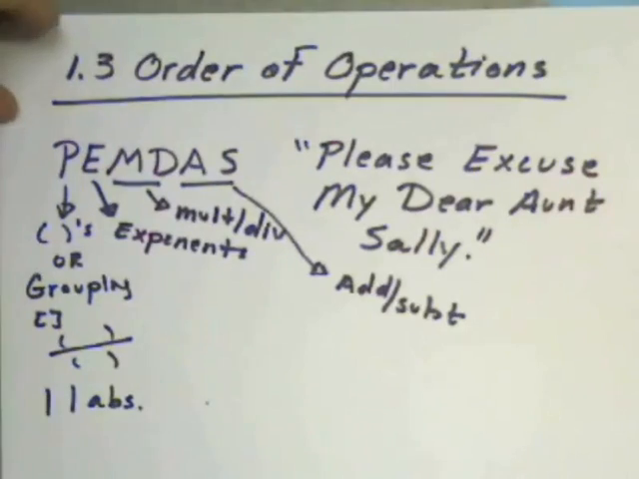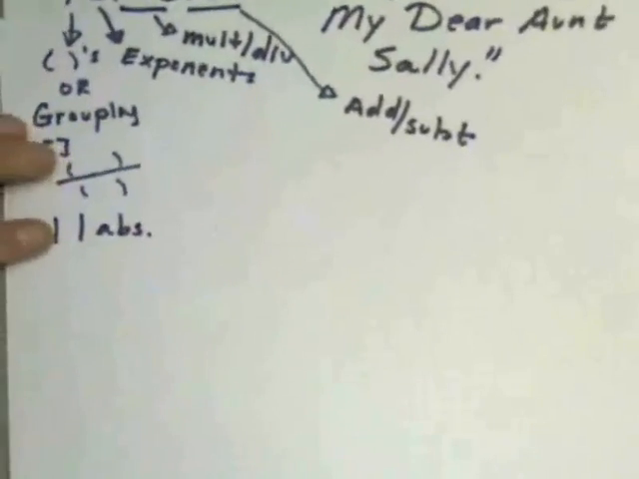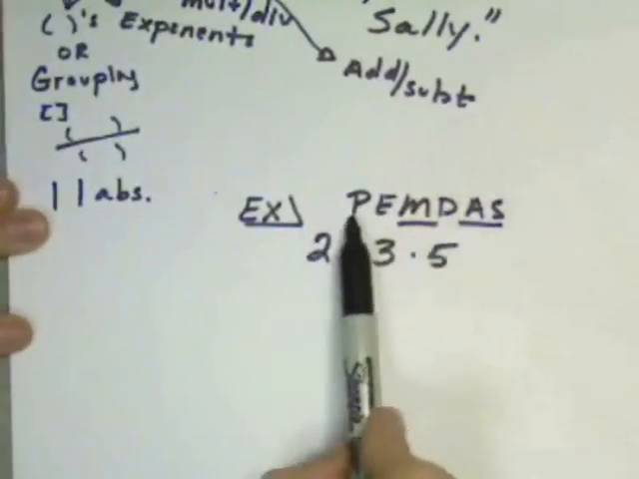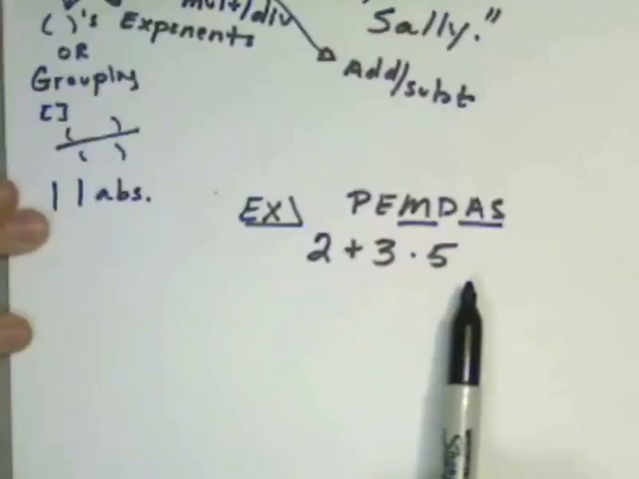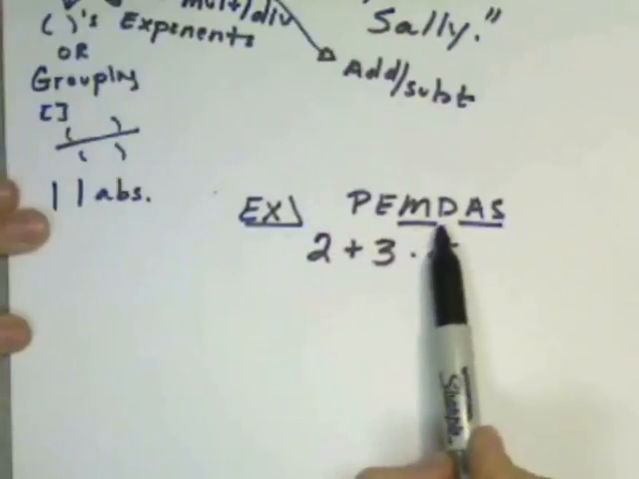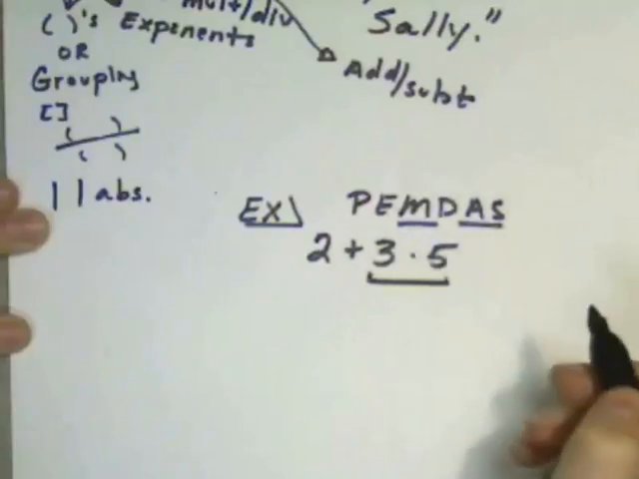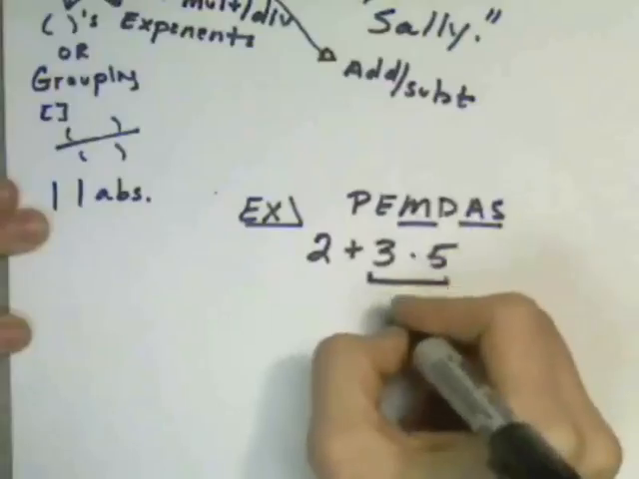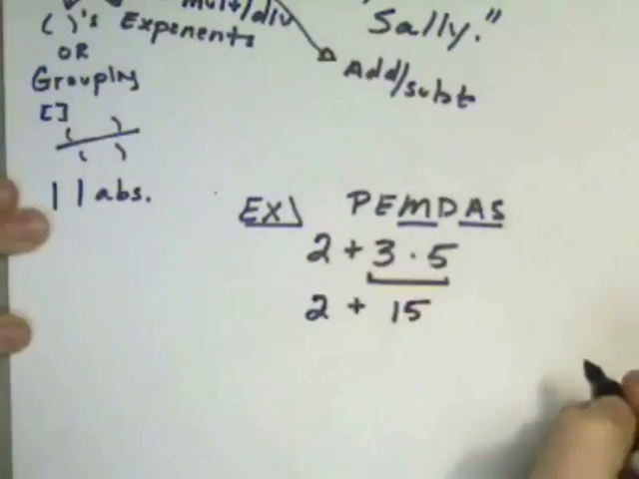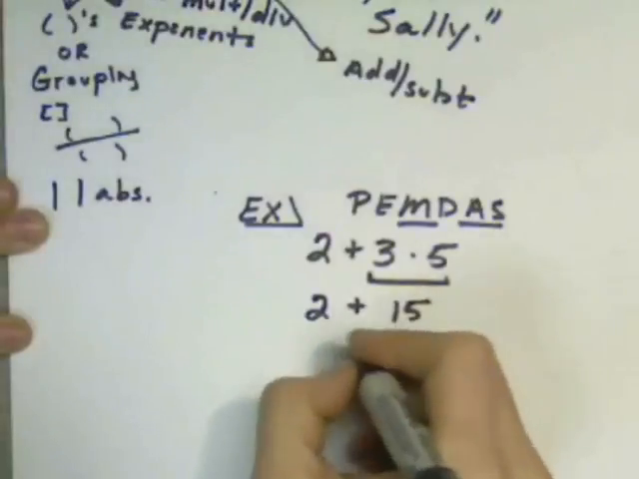So let's see an example. First you ask yourself, do you have any parentheses? No. Any exponents? No. Multiplication or division? Sure, right here. 3 times 5 gives you 15, and we will bring down the plus 2. Now you have one operation left. 2 plus 15 gives you 17.